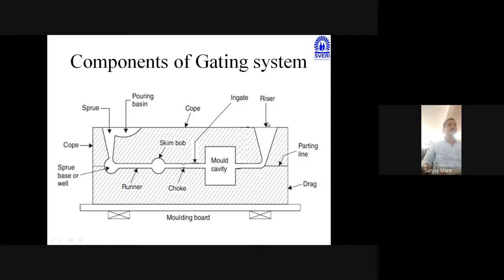Then after filling this rectangular block, the extra or over molten metal flows through this way, and this is the riser. The function of the riser is to let overflow liquid molten metal be easily removed from the cope and drag box. Also, the riser maintains the mold cavity filled 100% and checks the filling of the mold cavity. This is the component of gating system.